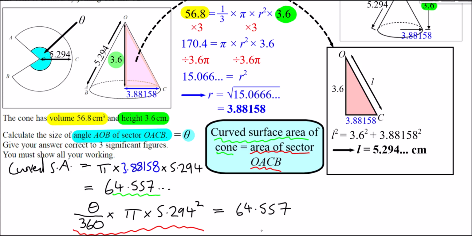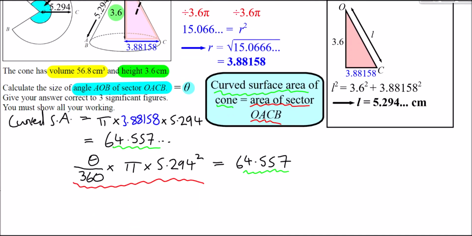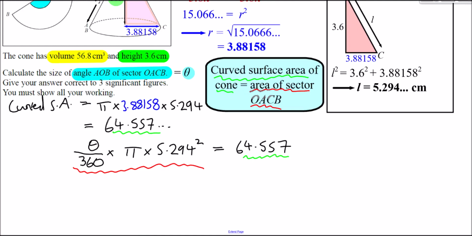Now all we need to do is rearrange, find what theta is, make theta the subject, and then we've finally got this beast of the question done. We can rearrange in any order we want to, really. What I'd suggest is to multiply both sides by 360.